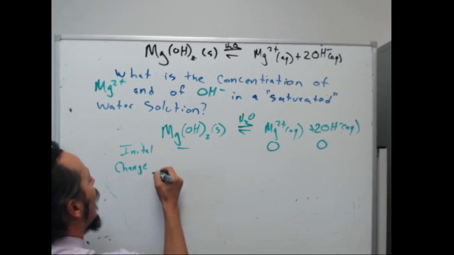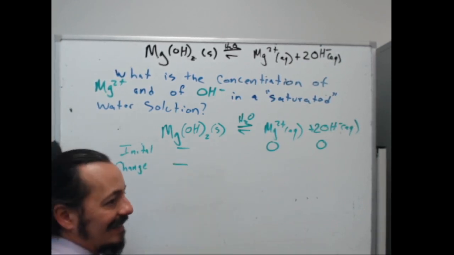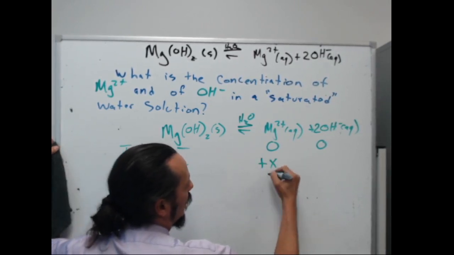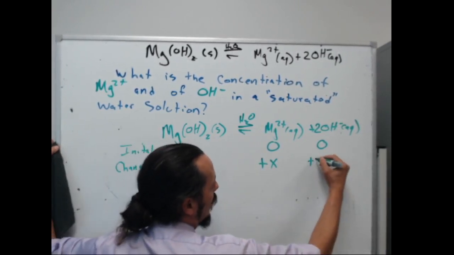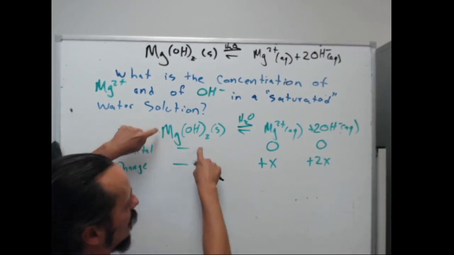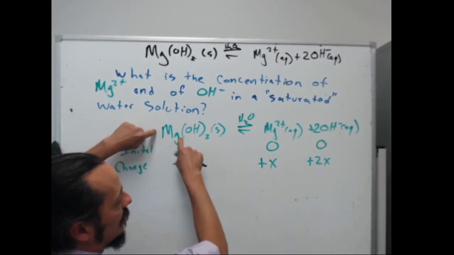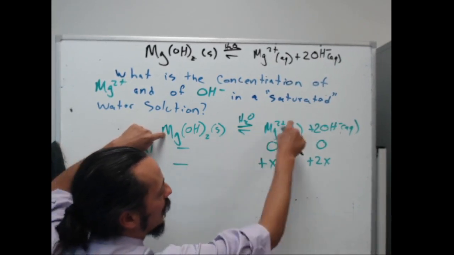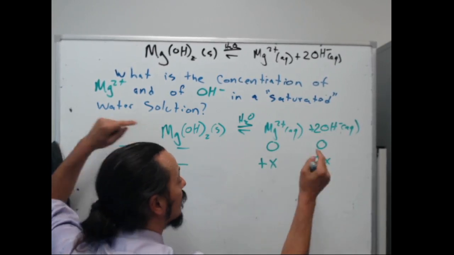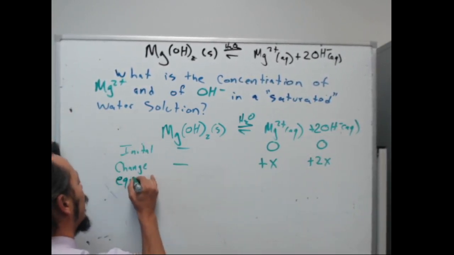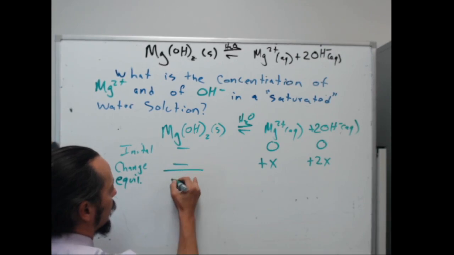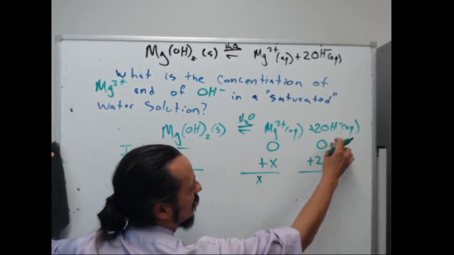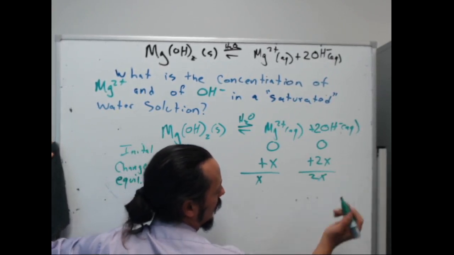The change, as this solid dissolves, or as I pour these ions into solution, I'm increasing the amount of magnesium, and I'm increasing the amount of hydroxide. It's a +1 because every magnesium hydroxide that dissolves makes 1 magnesium. Every magnesium hydroxide that dissolves makes 2 hydroxides. And then I'm going to do this until I hit some equilibrium point. I'm going to have 0 plus x is x, 0 plus 2x is 2x.